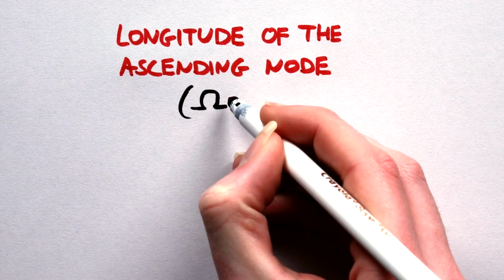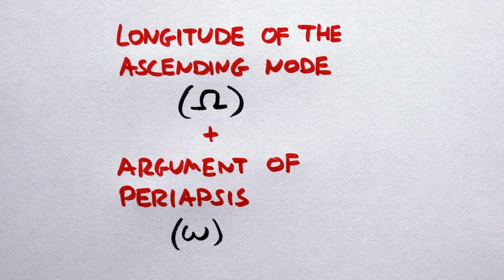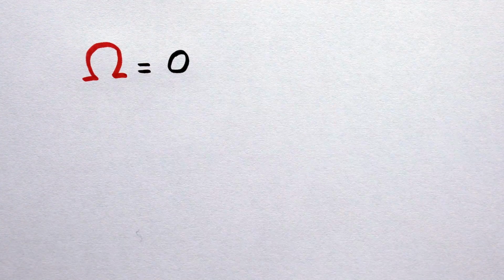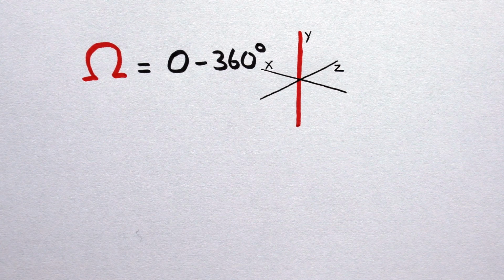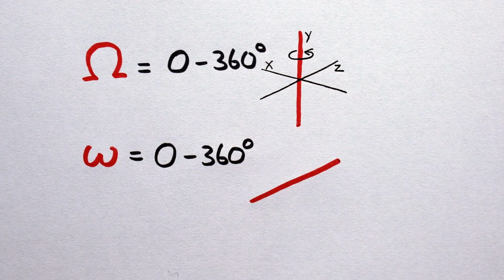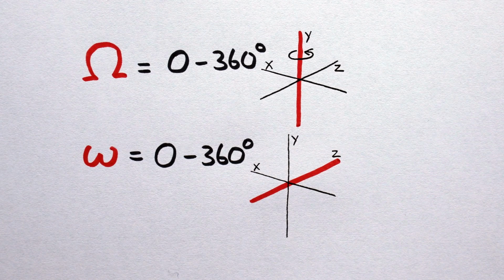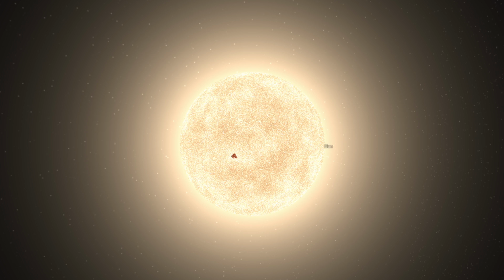5. Longitude of the ascending node and argument of periapsis. Longitude of the ascending node values range from 0 to 360 degrees and determine the orientation of your orbit in 3D space about the y-axis. Argument of periapsis values again range from 0 to 360 degrees and determine the orbit's orientation about the z-axis. Feel free to choose values at will for both the longitude of the ascending node and the argument of periapsis. Got it? Cool.